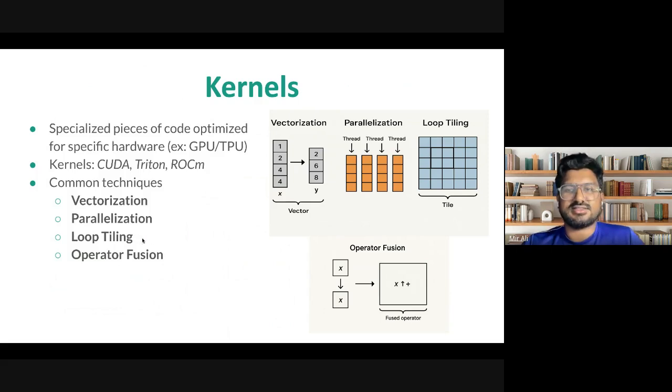Loop tiling is a method where we utilize SRAMs, or you can say caches, to read and process a tile at a time, by rereading and speeding things up. Operator fusion is what we have talked about in FlashAttention, where multiple operations are fused inside one kernel so that we don't have to keep rereading and writing into the DRAMs. This helps in making it faster.